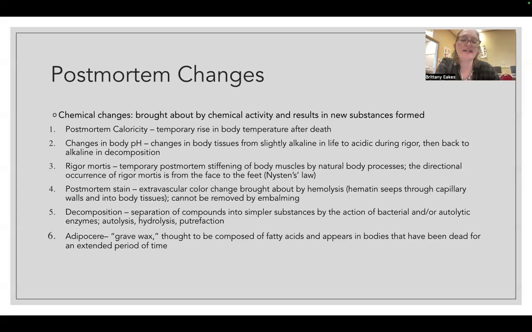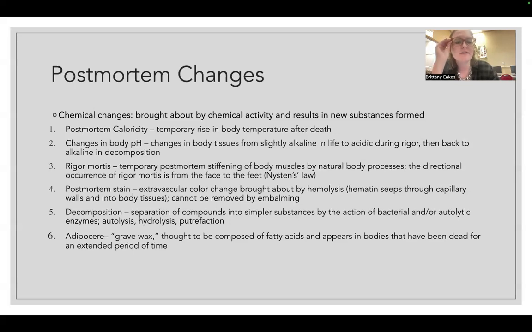Shifts in body pH are a chemical change. So remember the pH scale. 0 to 6.9 is acidic. 7 is neutral. 7.1 to 14 is basic or alkaline.